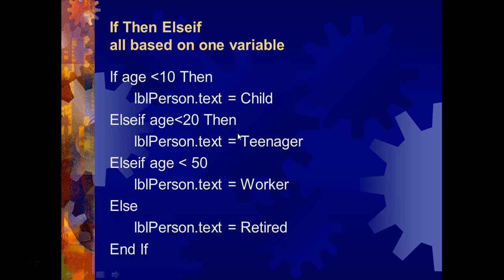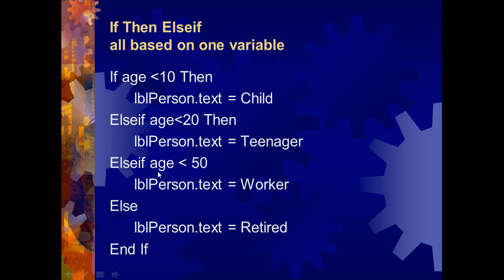Okay, now we just talked about the else if statement. And now if we have a set of else if, like here, I have else if, and so on, and each condition is always about the same variable. So here it's about age: if age is less than 10, then set this thing equal to child. If age is less than 20, set this thing equal to teenager. If age is less than 50, set this thing equal to worker. Else, something else. But in each, the condition is about age each time.